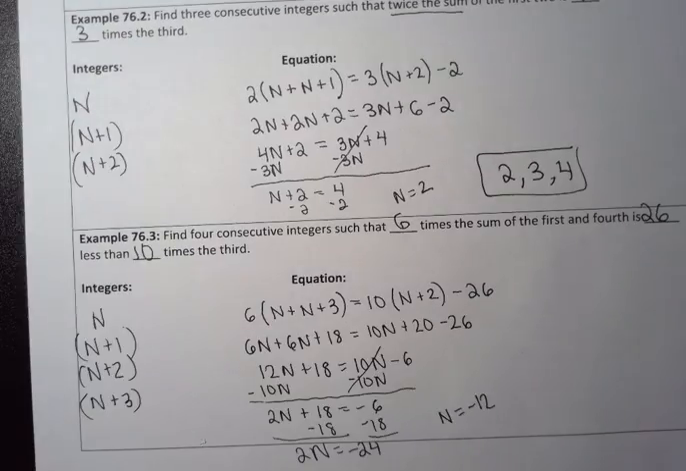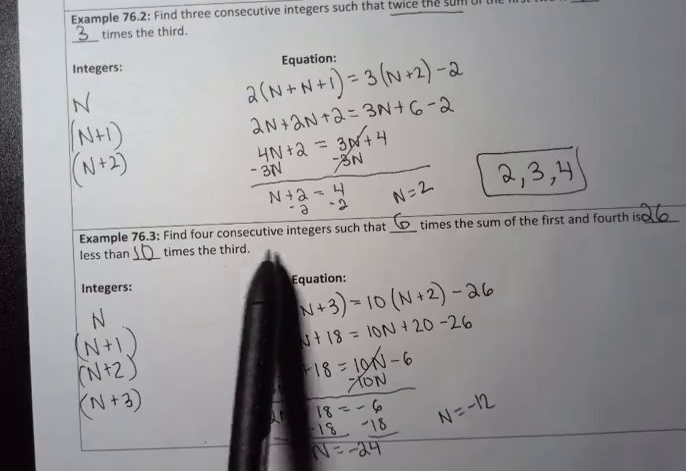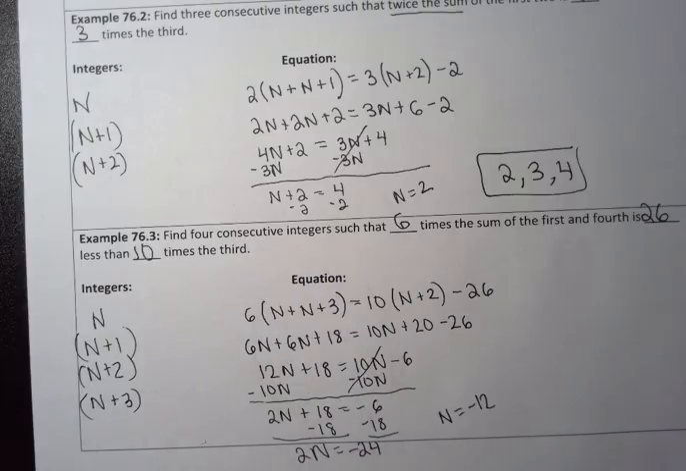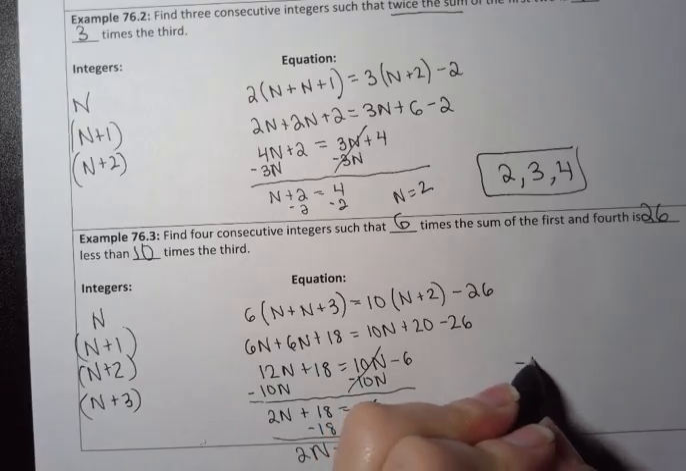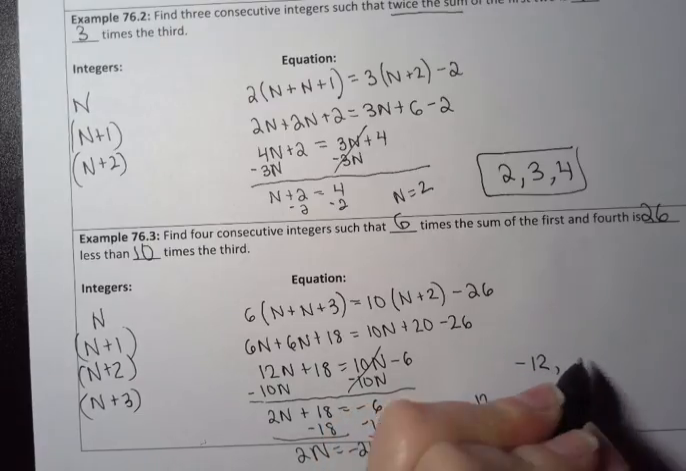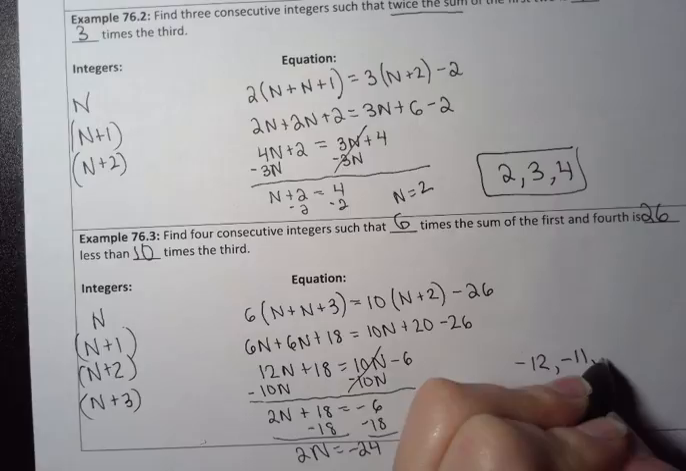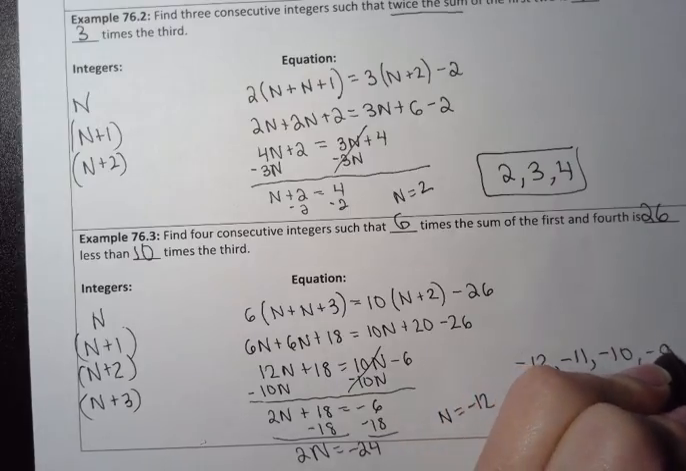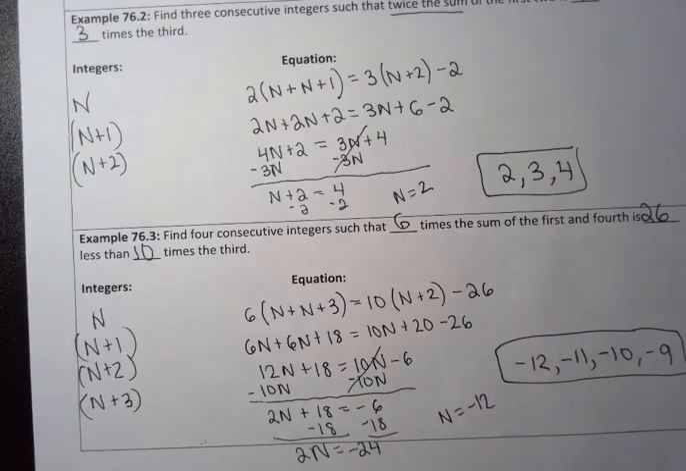And so if you solve this equation correctly, you should get n equals negative 12. And so since the question is asking for the 4 consecutive integers, we're going to start with negative 12, and then we're going to go upward consecutively. So negative 12, and then the next highest number would be negative 11, and negative 10, and negative 9 would be our 4 consecutive integers.